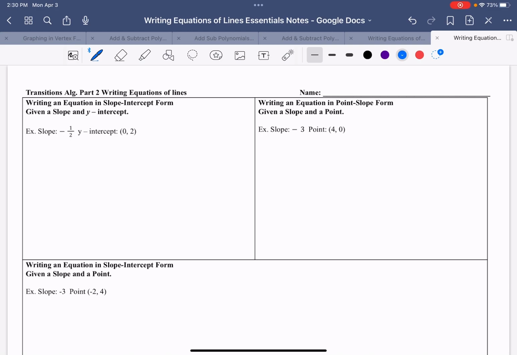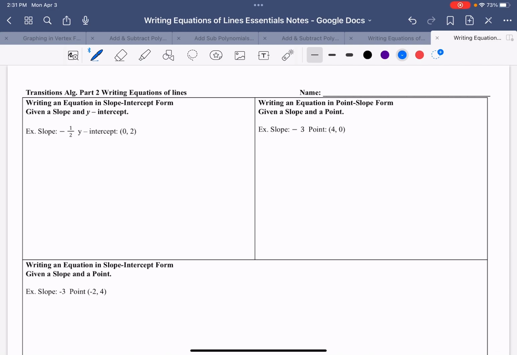Now, this is just another extension of what we have been working on with graphing lines and writing equations, finding slope, using point slope form, using slope intercept form. So we're just going to break it down today, so it should be a little bit of a review and a step-by-step how to solve these problems. A lot of it is just plug and chug.